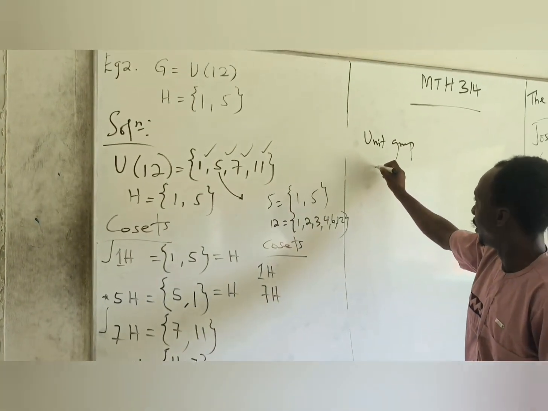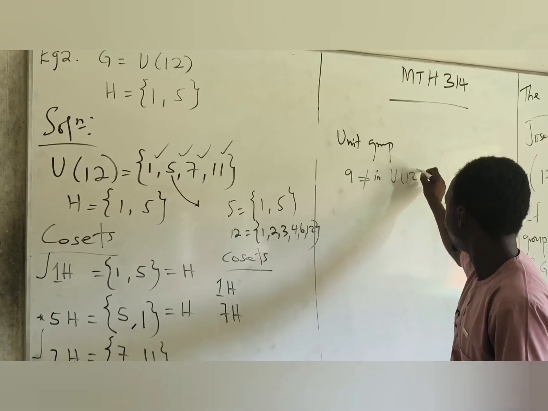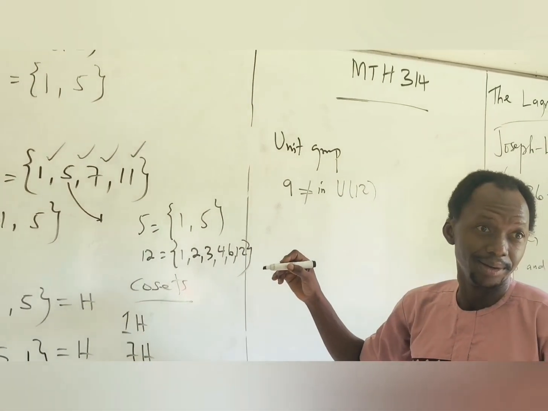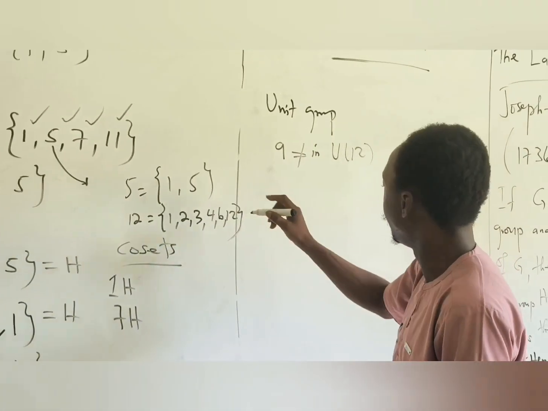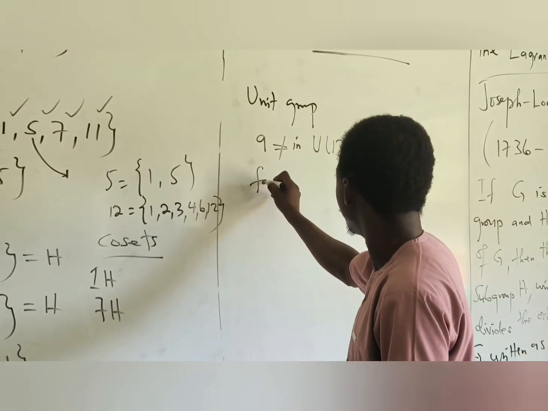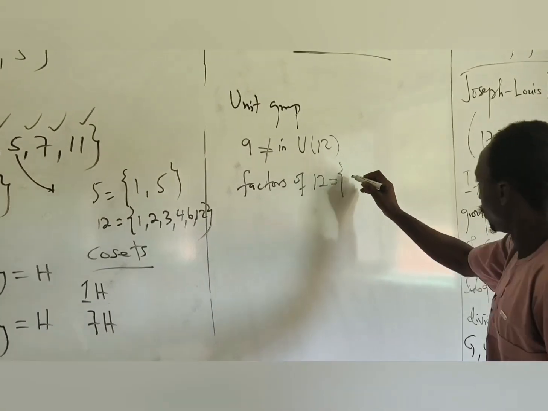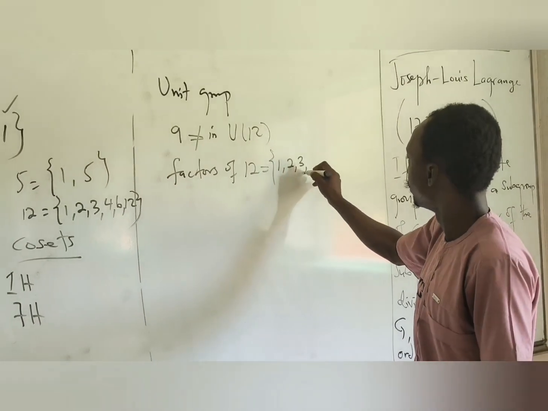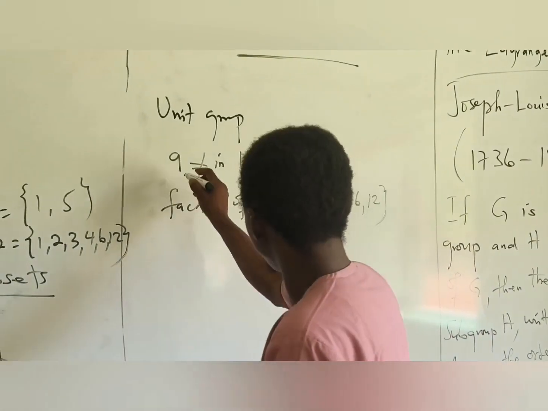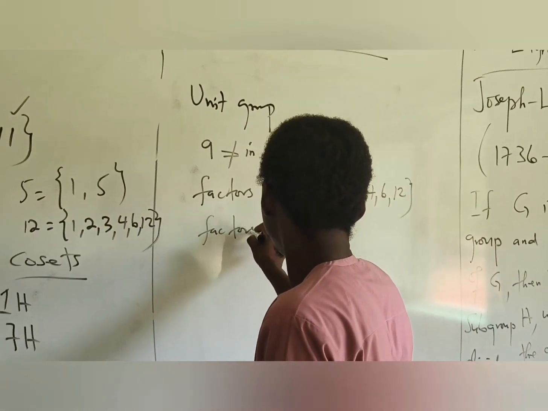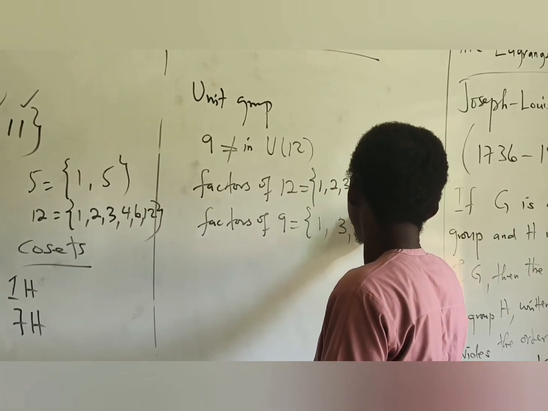Why is the number 9 not in U12? Okay, it's the same thing. So why is 9 not in U12? Now we are saying that. Let's find the factors of 12. What are the factors of 12? 1, 2, 3, 4, 6, 12. Now let's find the factors of 9. Factors of 9 are what? 1, 3, 9. Can you all see?